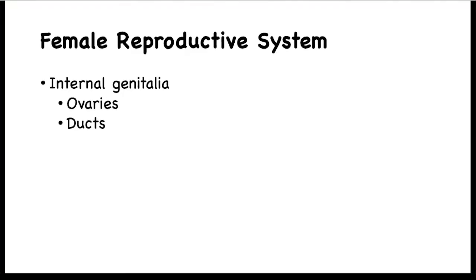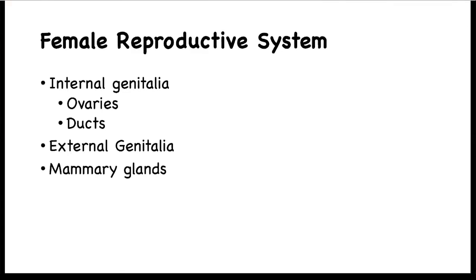The ovaries are the gonads and the site of oogenesis. They also produce estrogens and progesterones during the ovarian cycle. The ducts consist of the uterine tubes, also known as the oviducts or the fallopian tubes, the uterus, and the vagina.